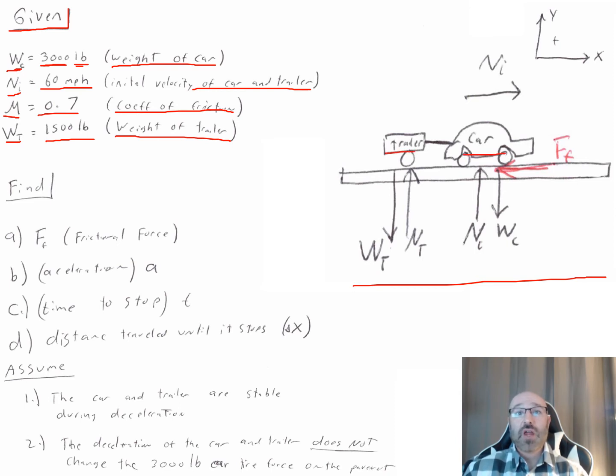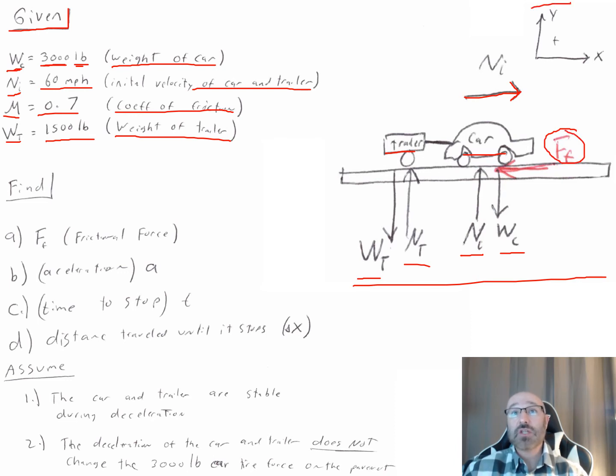Now on my trailer I have my weight force of my trailer acting down and my normal force acting back up. I have for the car my normal force acting up, my weight force acting down. I can see my initial velocity here is moving over to the right, and I can see my frictional force is opposing my direction of motion and moving to the left.